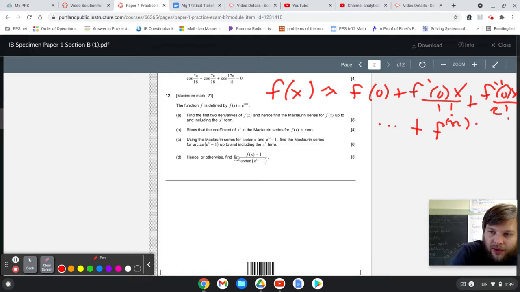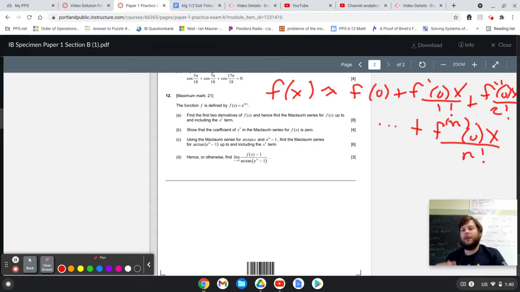So that's like the nth derivative of f with a 0 plugged in times x to the n over n factorial. And the more and more derivatives that you add, the better the Maclaurin series approximates your function. And this works for nice, smooth sorts of functions. So e to the sine x is our specific example here.